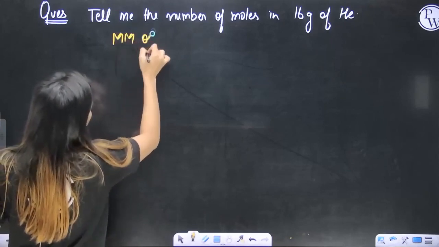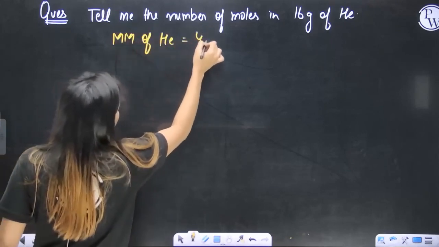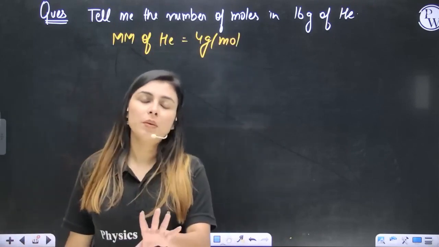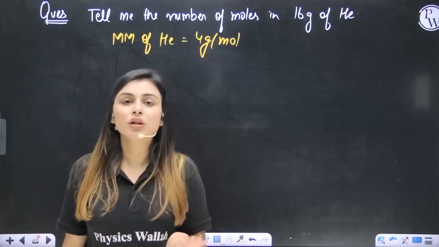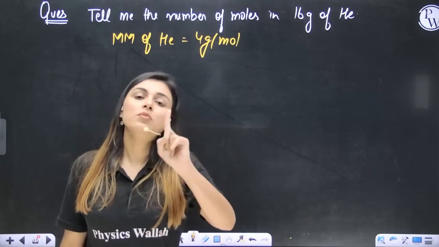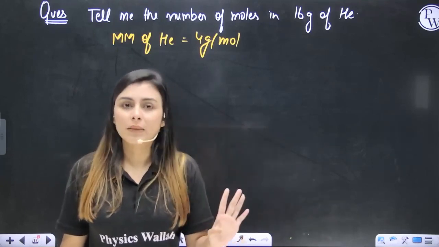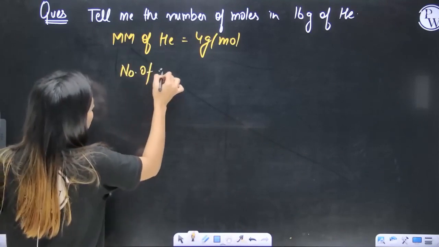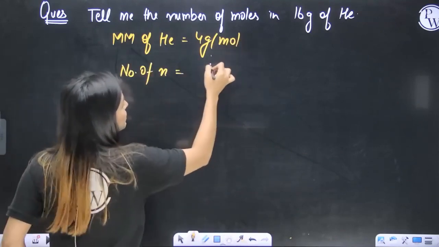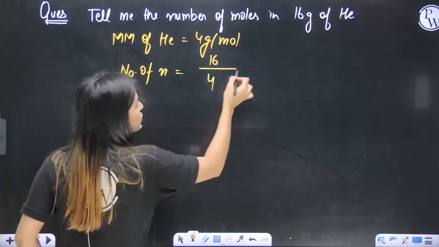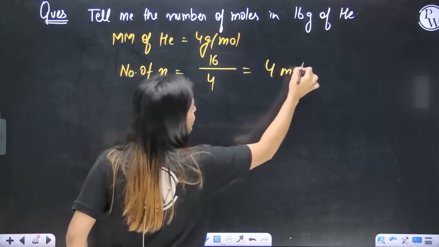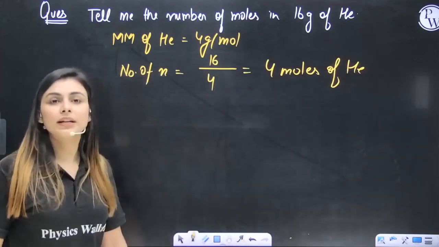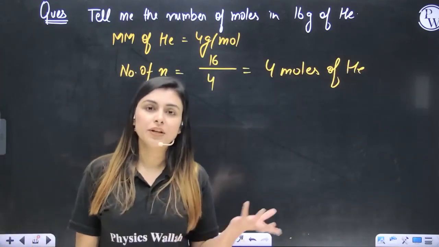Molar mass of helium is 4 grams per mole. I have told you, but you need to memorize this. This means that 1 mole of helium weighs 4 grams, right? So if you want to calculate the number of moles, this will be equal to the given mass, which is 16, divided by the molar mass, which is 4, which is equal to 4 moles of helium, right? So this is how you will calculate the moles of different atoms.